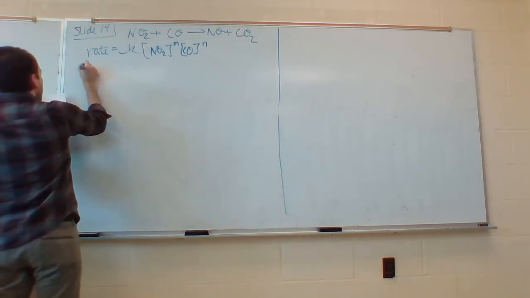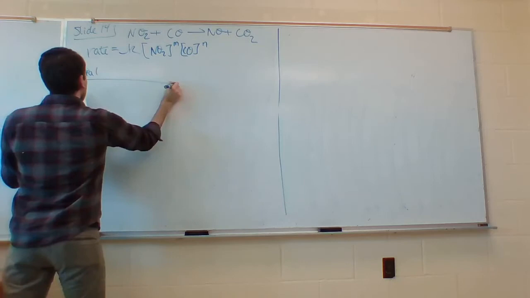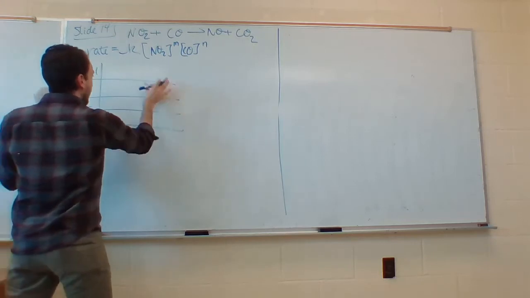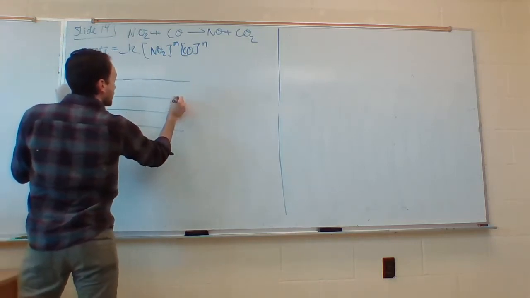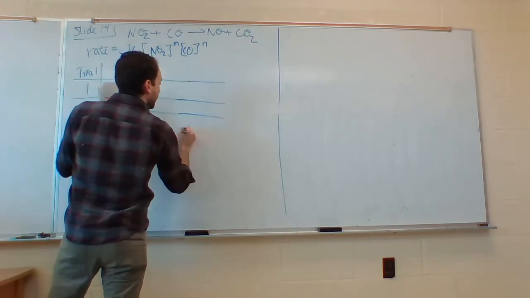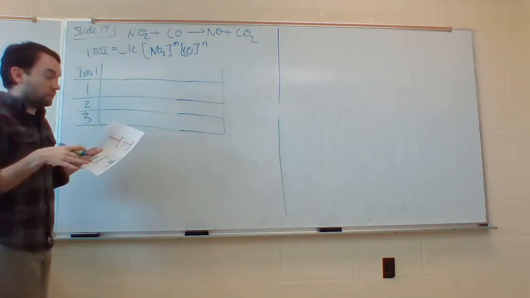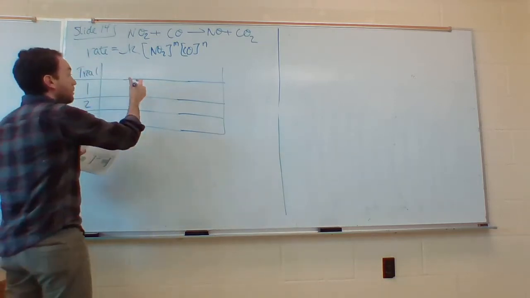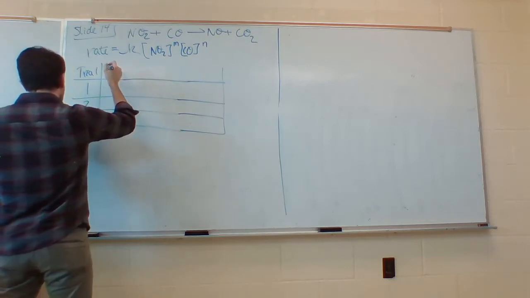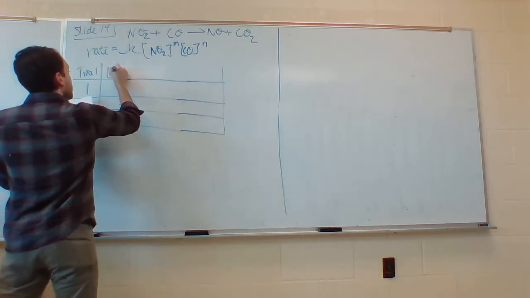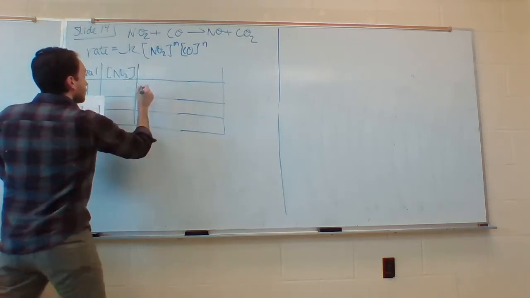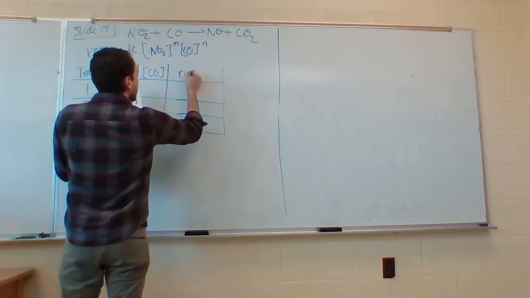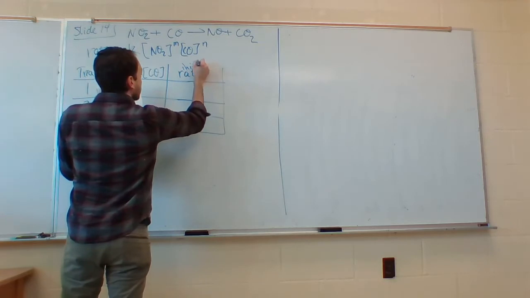Now, if I gave you data that was trial 1, 2, 3, and again, all of this data is on those slides that I've posted on Canvas, okay? So be sure if you want to print those out. You guys can pause them and write it down, that's fine too, but I think it's probably easier if you print out the slides and write on those. Then we have our concentration of NO2. We have our concentration of CO. And then we have our initial rate.